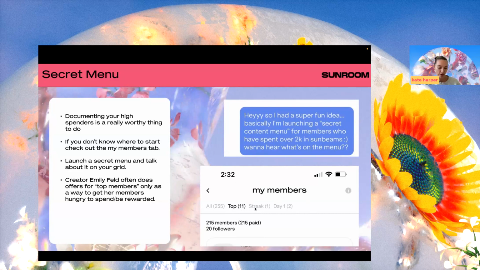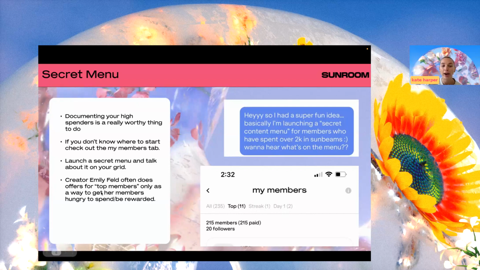I could also see who I've got a streak with. So this is someone that I've spoken to a lot. And then I could also see who has stuck around from day one. So this is like a good little baseline group of people for me to target. So if you don't know where to start, go in there. You also might not know, but people who become your top member, they also get a little member badge. So they get this little icon on their own profile that shows they are a top member of yours.